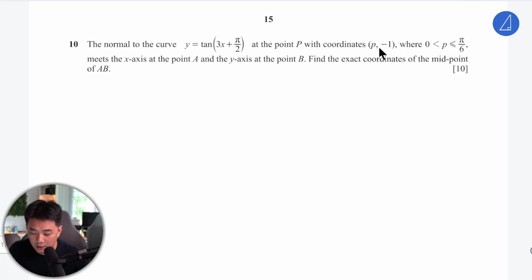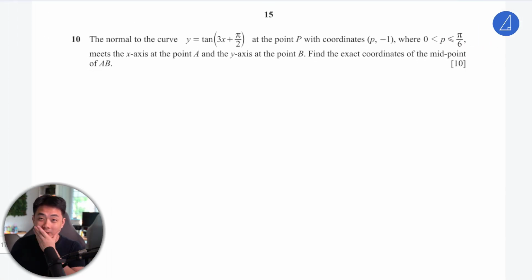So we are given that the normal to the curve y = tan(3x + π/12), at the point P with coordinates (p, -1), where p is given by 0 < p < π/6, meets the x-axis at point A and the y-axis at point B. Find the exact coordinates of the midpoint of AB. Okay, great. This seems like a long question here.